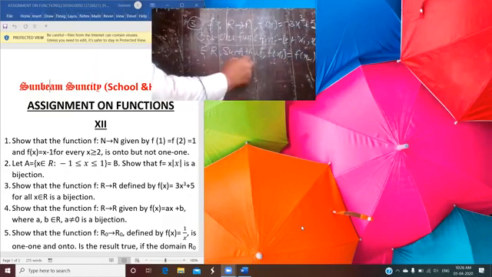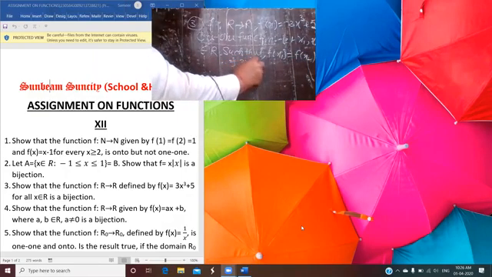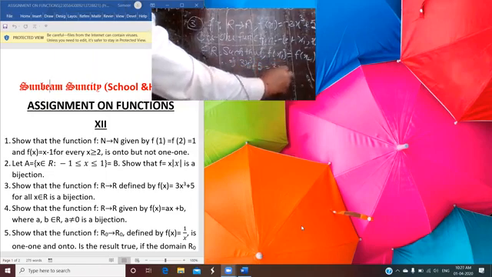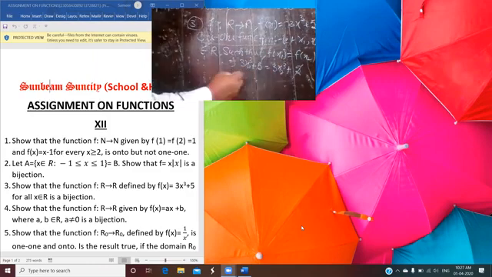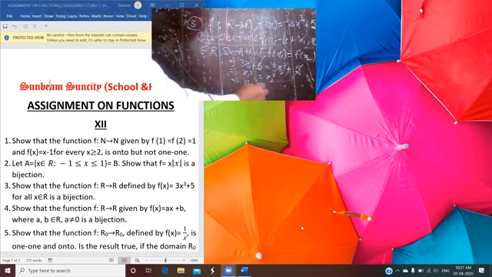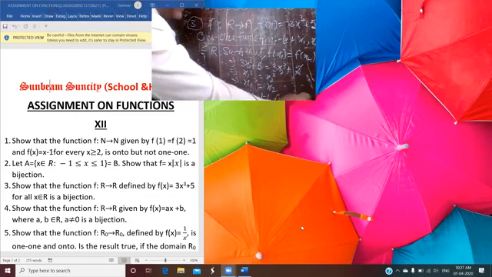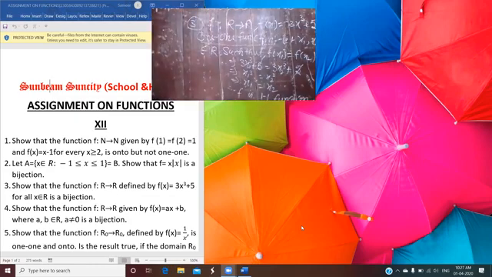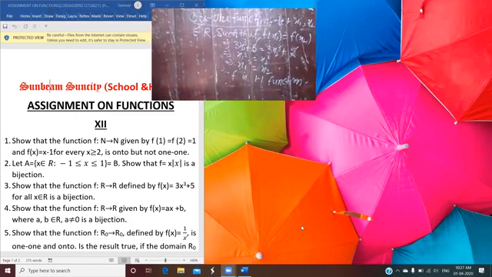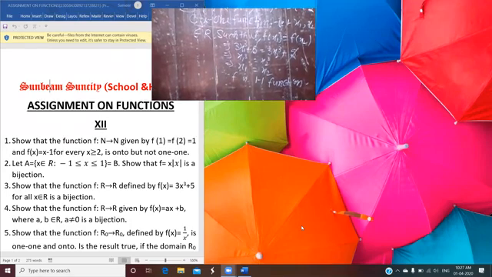Now putting its value, 3x1 cube plus 5 is equal to 3x2 cube plus 5. So 5 is cancelled out. And finally you have x1 cube is equal to x2 cube. Now if you take the cube root of both sides, x1 is equal to x2. So here you prove that f is a one-one function. So half of the question is completed. f is a one-one function.